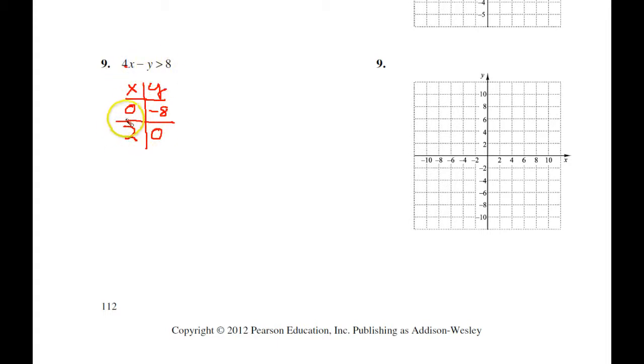And we went over a lot of these in chapter 2. So 0, -8 is right there. And this is going to be 2, 0, which is right there. Now, what kind of line do we need? Well, it's only an inequality without the equal, so it's a dotted line. And I'm just going to sketch this in here.